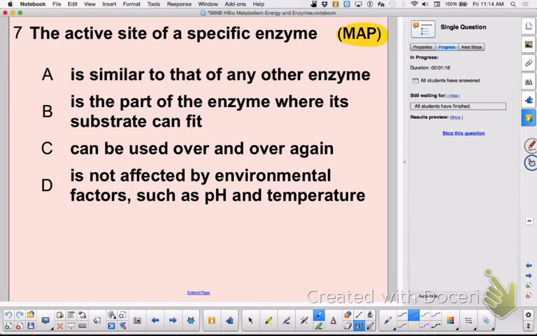All right, come back to me. Before I hit stop, let's chat. The active site of a specific enzyme, all enzymes are specific, right? Is it similar to that of any other enzyme? No. Why? It's specific to its what? Substrate. Yeah, that's what I want to say. Is the part of the enzyme where its substrate can fit? Yes. Can be used over and over? Yes. Is not affected by environmental factors? It is. We would have to cross out the not.